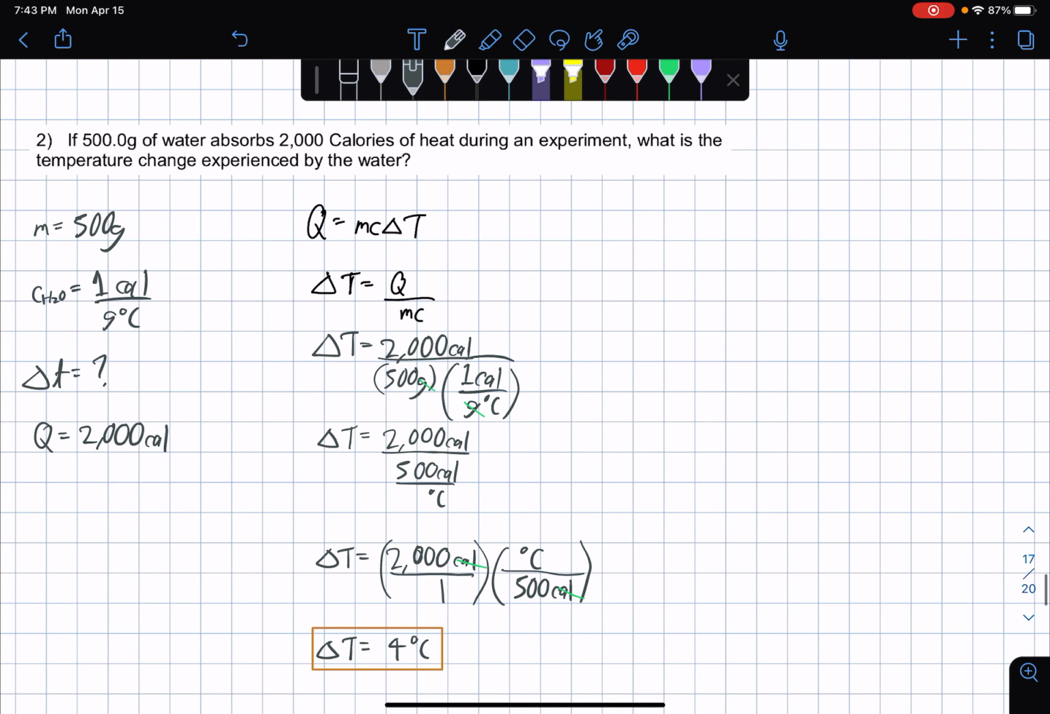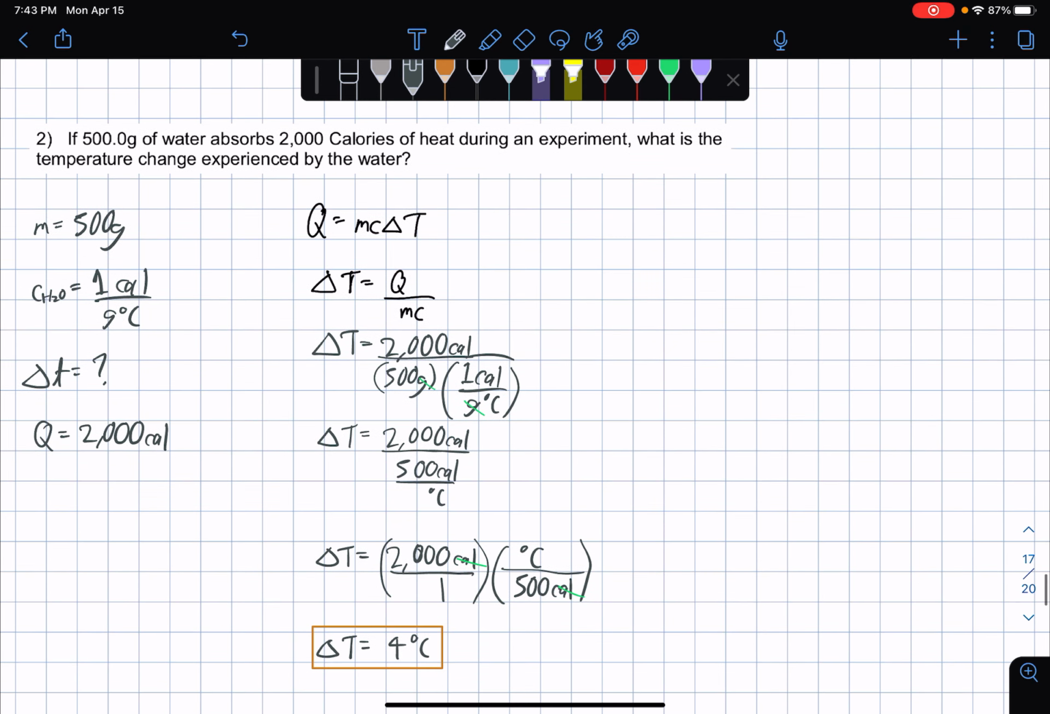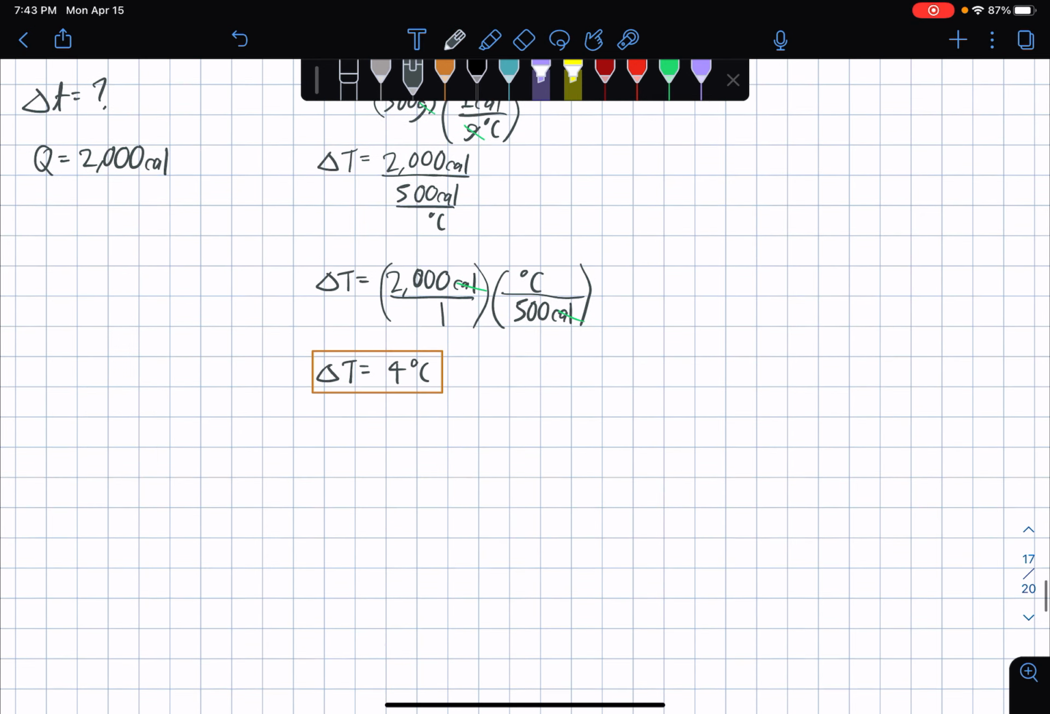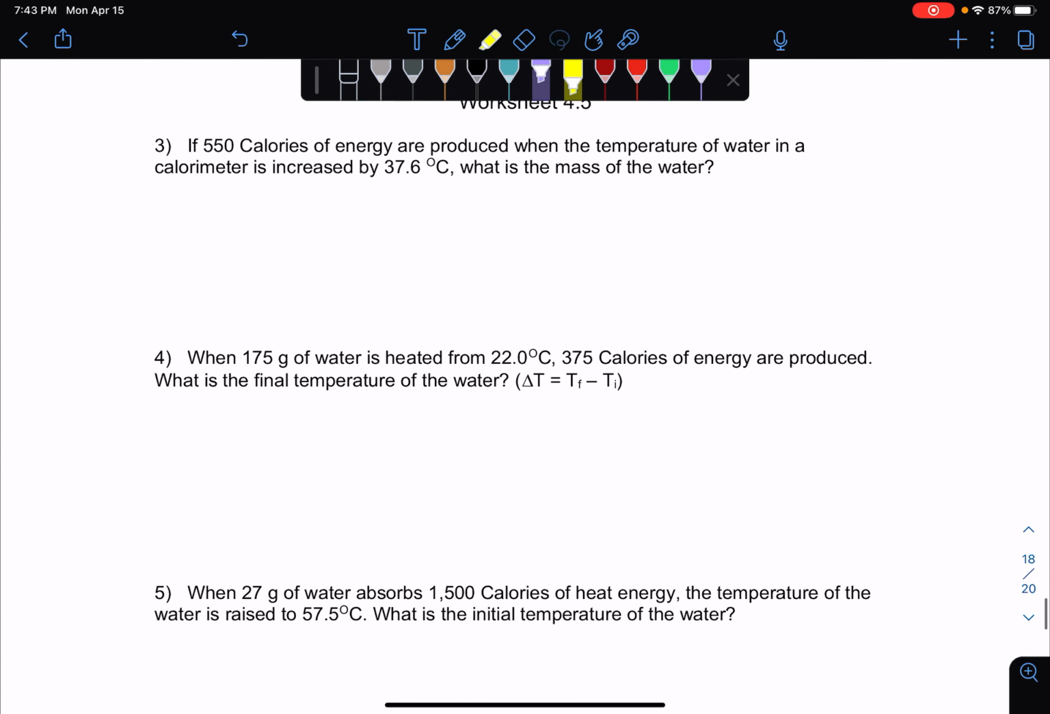So what is the temperature change experienced by the water? 4 degrees Celsius. That's the change. So after absorbing 2,000 calories of heat, this 500 grams of water had a temperature change of 4 degrees Celsius. So that's it for number 2. Number 3.